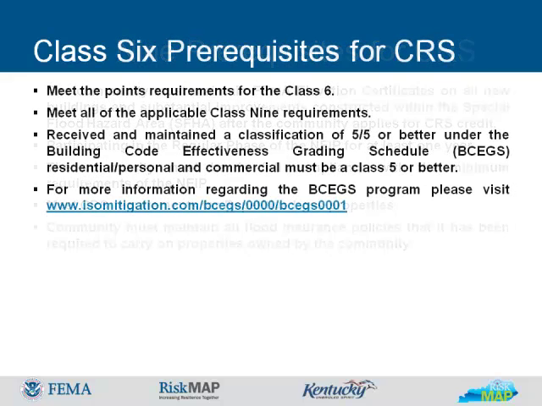In order to be a Class 6 or better, a community must demonstrate that it has enough points to warrant the class and meet all the Class 9 prerequisites and have received and maintained a classification of 5 out of 5 or better under the Building Code Effectiveness Grading Schedule, or BCEGS. Both BCEGS classifications, residential or personal and commercial, must be a Class 5 or better. This program measures a community's building code adoption and enforcement procedures as they relate to natural hazards mitigation.